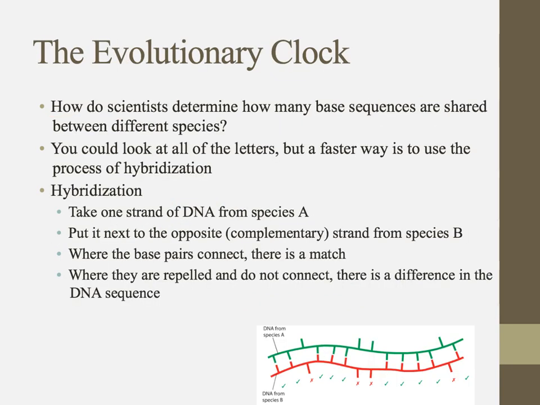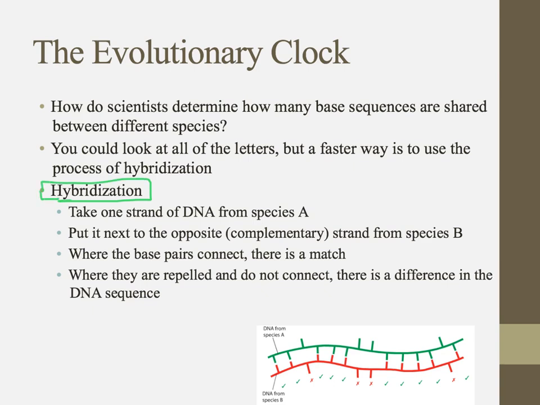All right, so how do geneticists and evolutionary scientists determine how many base sequences are shared between species? Well, they could sequence all 3 billion human letters and then compare them to the billions of letters from, let's say, chimpanzees. But a billion is a really big number, and that could take a while. There's a much faster process called hybridization, and this is so incredibly cool.